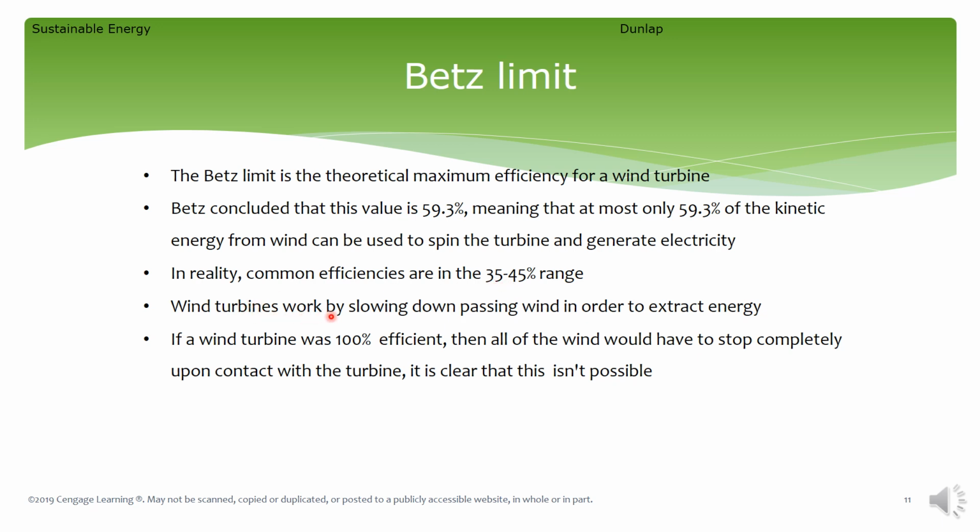A wind turbine works by slowing down the passing wind in order to extract energy. If a wind turbine were 100% efficient, then all of the wind would have stopped completely upon contact with the wind turbine, but it's clear that this is not possible.